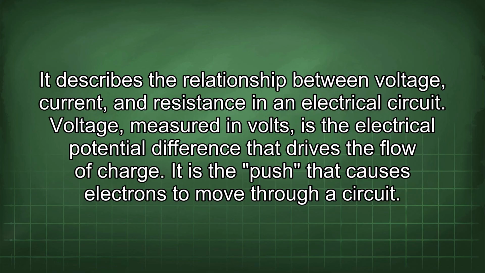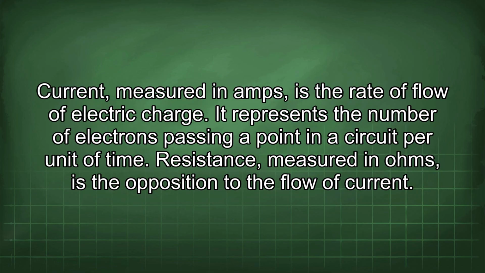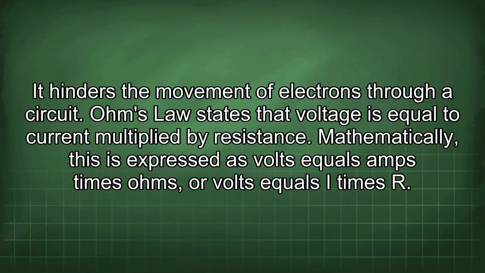Voltage, measured in volts, is the electrical potential difference that drives the flow of charge. It is the push that causes electrons to move through a circuit. Current, measured in amps, is the rate of flow of electric charge. It represents the number of electrons passing a point in a circuit per unit of time. Resistance, measured in ohms, is the opposition to the flow of current. It hinders the movement of electrons through a circuit.